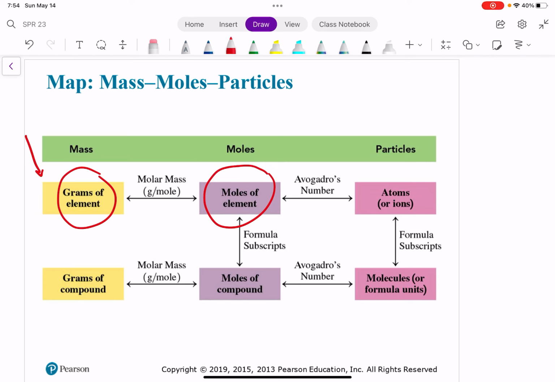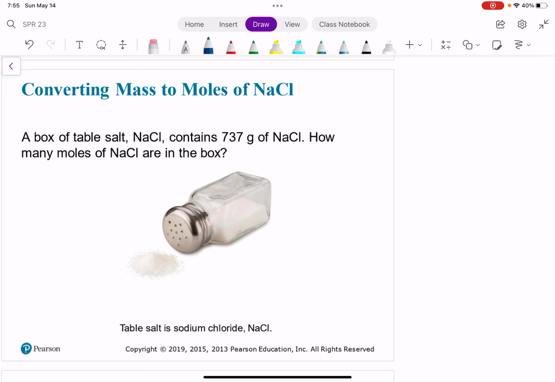We also said in a previous video that we can go from moles to atoms or ions or molecules using Avogadro's number. So now we have a way that we can get from grams of our substance to particles of our substance. And that's really useful in chemistry. So let's try out this example.